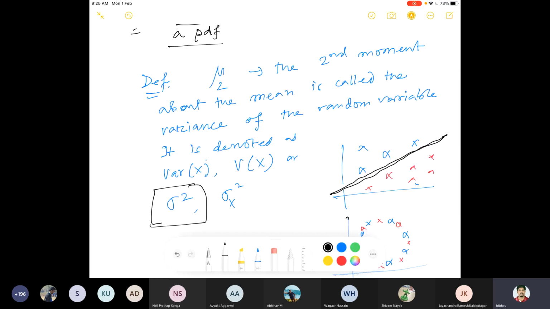Then the positive square root of the variance is called standard deviation. And this is also a very, very important concept. You'll understand it maybe 15 minutes later. I'll prove a theorem, and then you'll see that this is a very, very important concept.